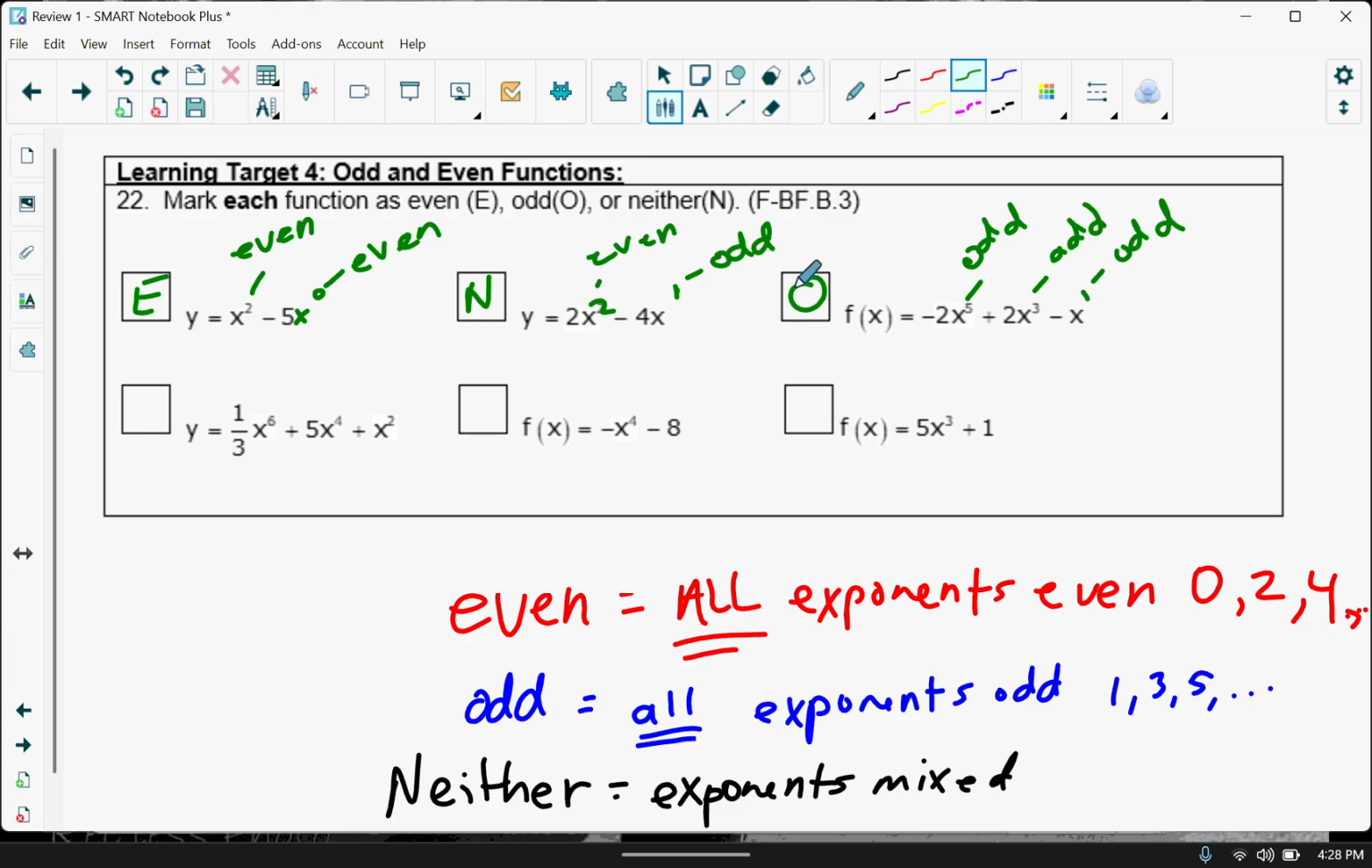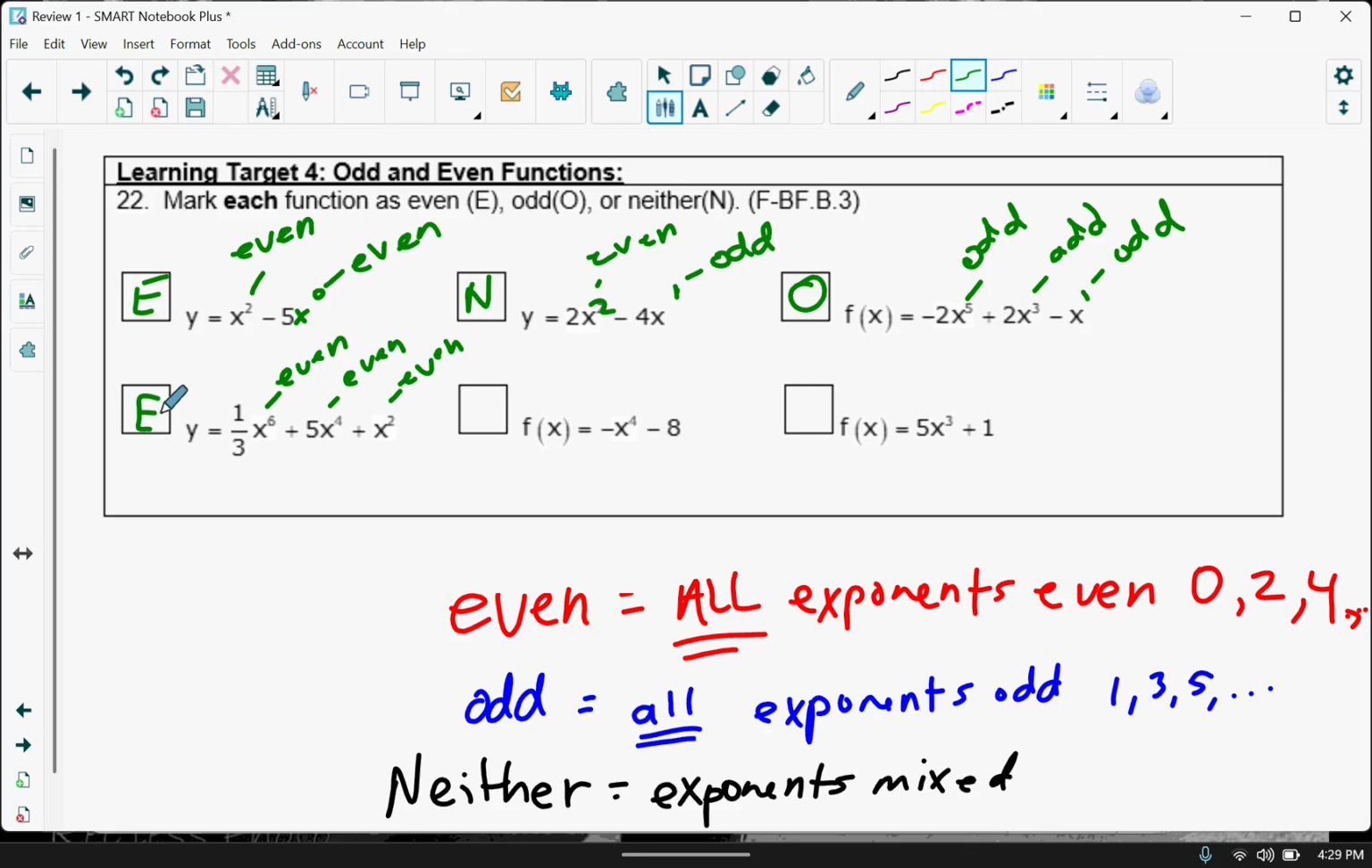The next one says 1/3 x to the sixth plus 5x to the fourth plus x squared. That's even. 6 is even. 4 is even. And 2 is even. Since all of them are even, that makes an even function.